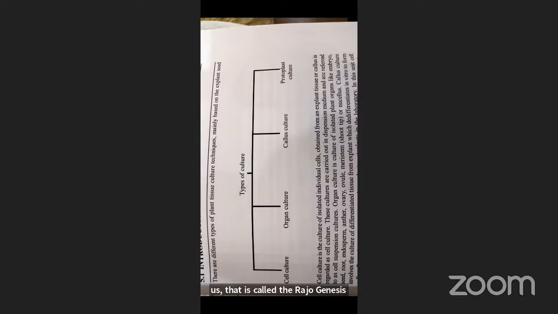At the same time, when a high amount of cytokinins and a small amount of auxins are applied to the callus or explant, it leads to the growth of shoots. That is called caulogenesis.